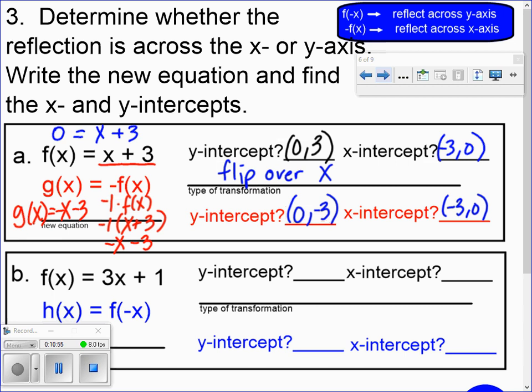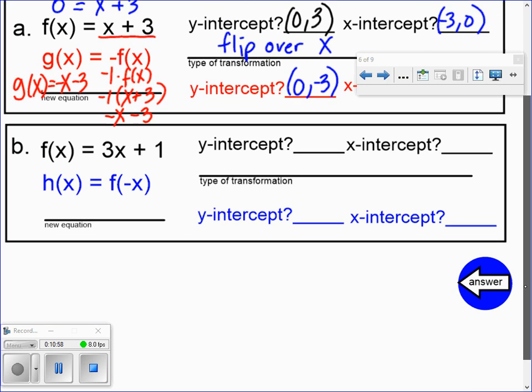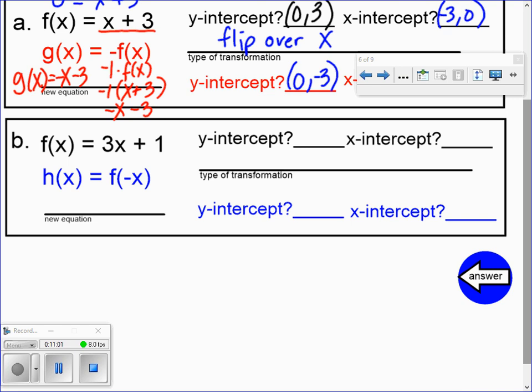If we look at b, we have f of x equal to 3x plus 1. And so what we have is h of x is equal to f of negative x. What we want to do first is figure out what our x and y-intercepts are. So our y-intercept is (0, 1). Remember, to find the x-intercept, we make y 0 and solve for x. So I would start by subtracting 1 and then dividing by 3. And so what we would end up finding is that the x-intercept is (-1/3, 0).